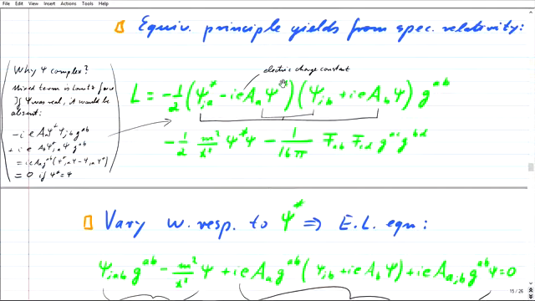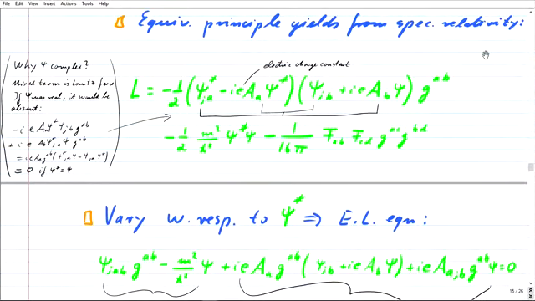Well, if you've done electromagnetism special relativistically, then you know that this is the Lagrangian of electromagnetism coupled to a charged scalar field. Here we have the action of electromagnetism alone. It was just a contraction of two field strength tensors. We had that a few slides up.